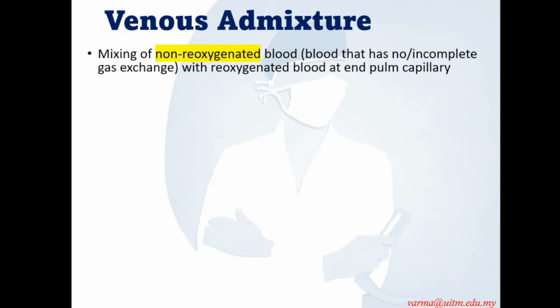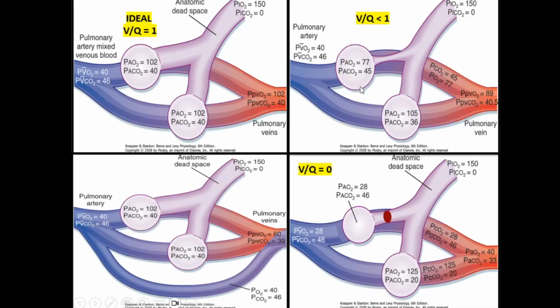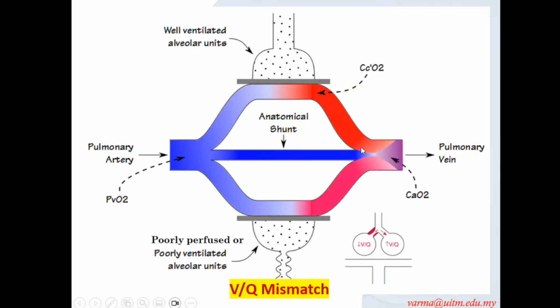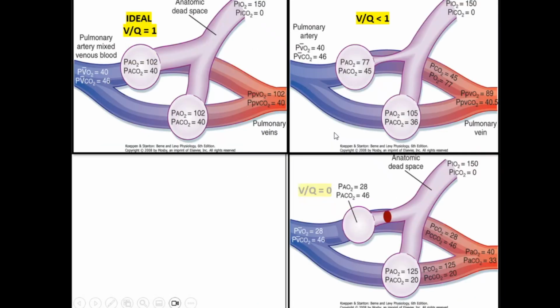non-reoxygenated, not D, not DE, it is RE, non-reoxygenated blood. It means blood that goes to the pulmonary circulation but is not being oxygenated. Blood that has no or incomplete gas exchange mixing with reoxygenated blood. The blood that does not pass through the pulmonary circulation for gas exchange mixes back with the blood that has gone through the pulmonary circulation to get oxygenated. That is venous admixture. It happens at the end pulmonary capillary. If we look at this picture, look at this area, the end pulmonary capillary. This is a mixture area. So that is venous admixture.